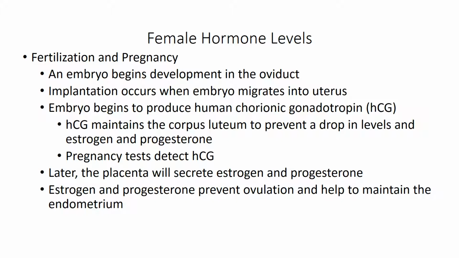Okay, and so HCG maintains the corpus luteum and prevents a drop in the levels of estrogen and progesterone. Okay, and later on, the placenta will actually secrete estrogen and progesterone also. And estrogen and progesterone prevent ovulation so that you don't continue to have menstrual cycles. It also helps to maintain the endometrium where the baby is going to grow.